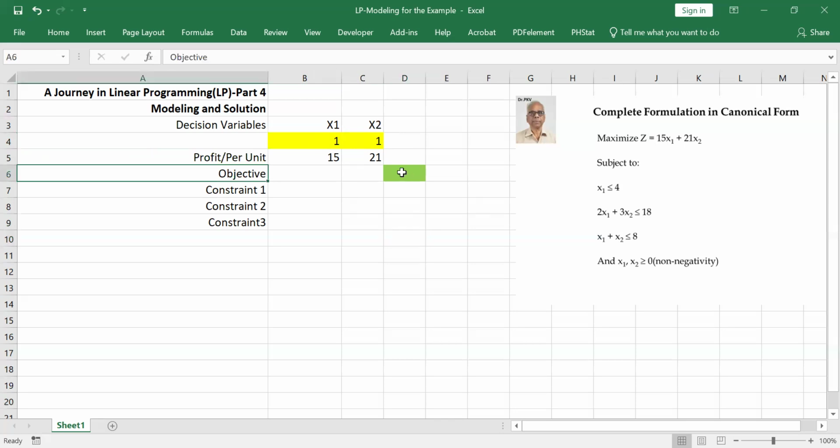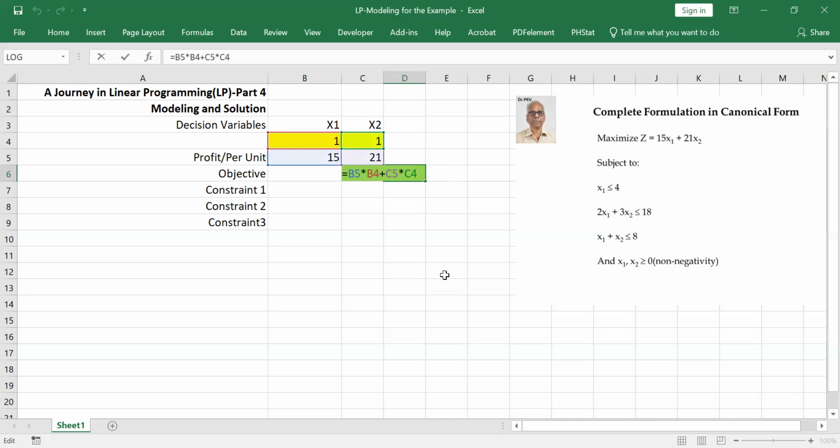Now, how do you state the objective function? I write here is equal to a formula: 15, this cell B5, star, this cell B4, plus C5 star C4. So I get a value here, 36, which is 15x1 plus 21x2 for the trial values 1 and 1 for x1 and x2. If you double click, you have the formula.